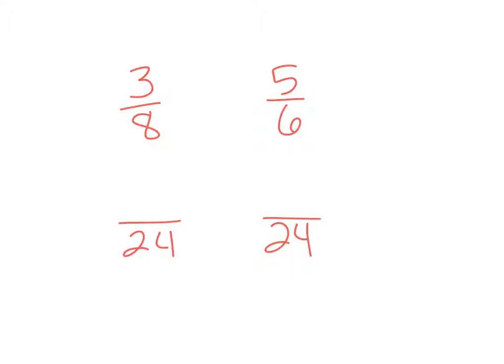a 24? 3. Times 3. How do I make the 6 a 24? 4. Yep. So 3 times 3 is? 9. So there's one fraction. 5 times 4 is? 20. There's the other fraction.